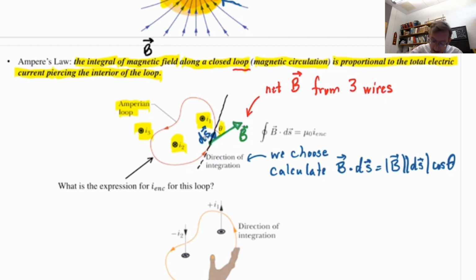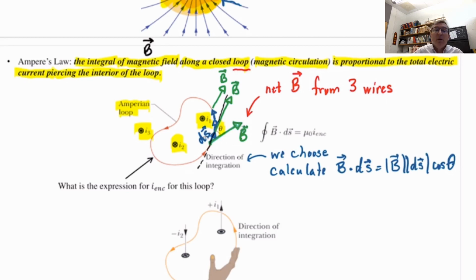Then you have to go on to the next little piece of the wire, the next little ds, or the loop I should say. Right there, you've got to find the net B. That might be directed that way. You've got to do B dot ds for that little piece of the loop. Then you go on to the next little piece, ds, tangent to the loop. You've got to find the net B there. That might be that way. You've got to do B dot ds for that. And you just got to work your way all the way around the loop once, and add up all the B dot ds values.